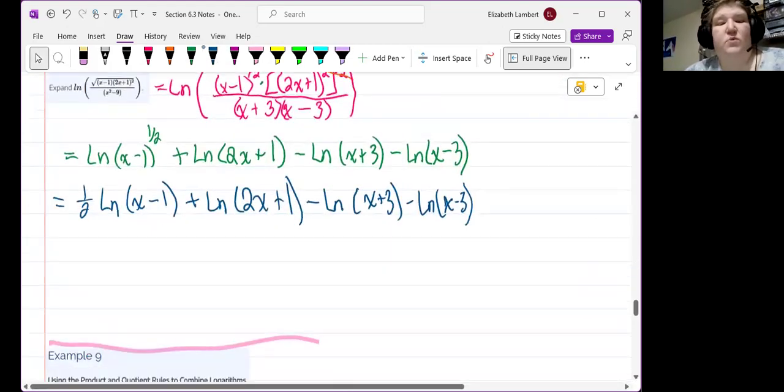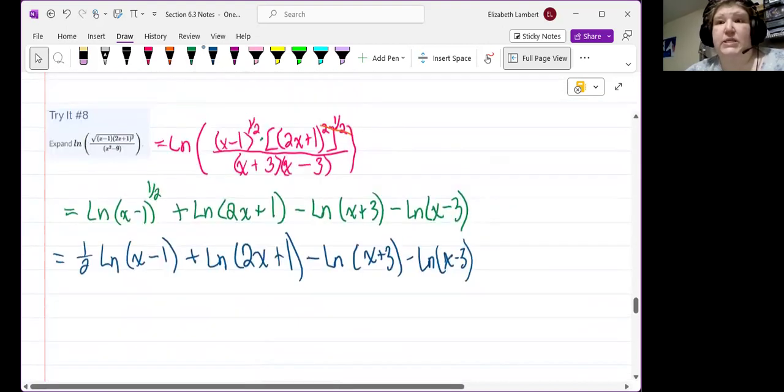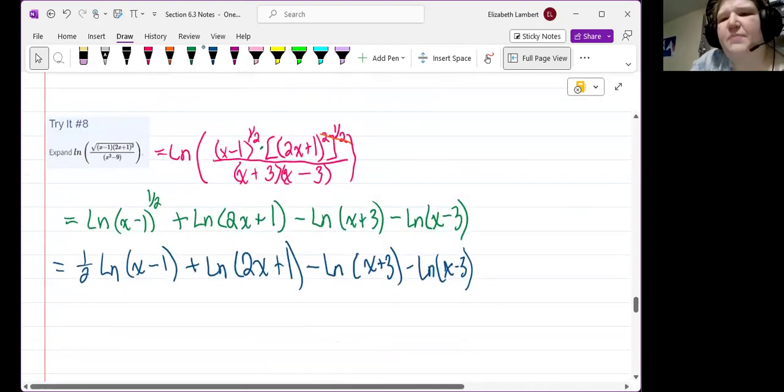All right, what we're going to practice next is condensing, and then we have the change of base at the end, which is useful for calculating.